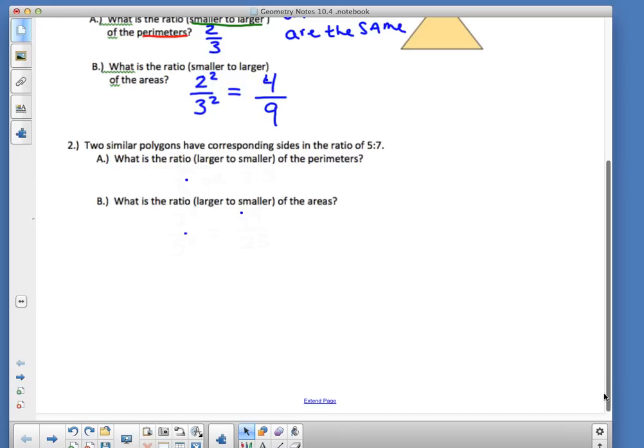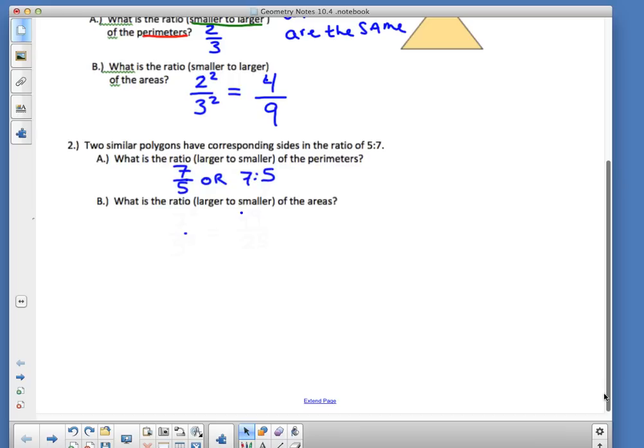Now, here's the deal. The hardest thing about doing these is setting it up and recognizing what you're going to do. I'm talking about a perimeter ratio, so two similar polygons, corresponding sides, and the ratio 5 to 7. Corresponding sides is the same as corresponding perimeters. Side ratio, perimeter ratio, same deal. I got 5 to 7. They want it in larger to smaller, 7 to 5, because 7 is bigger than 5. That's how I do it. Are you okay with that? We good?